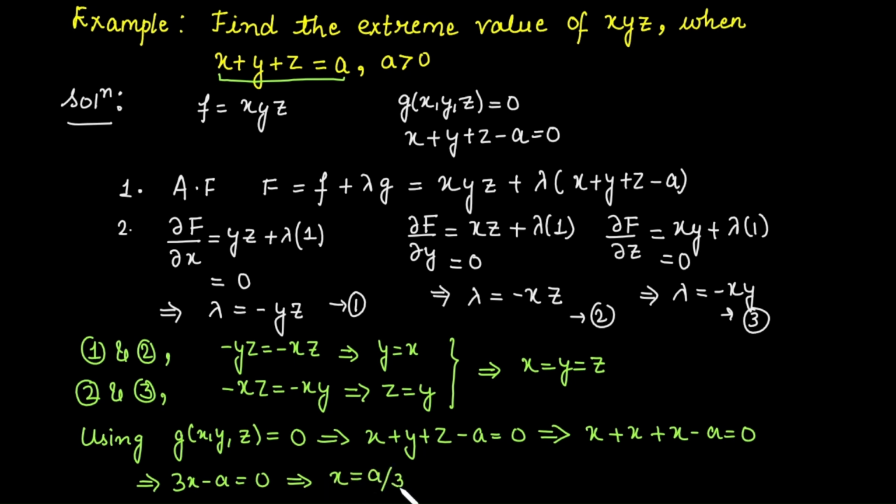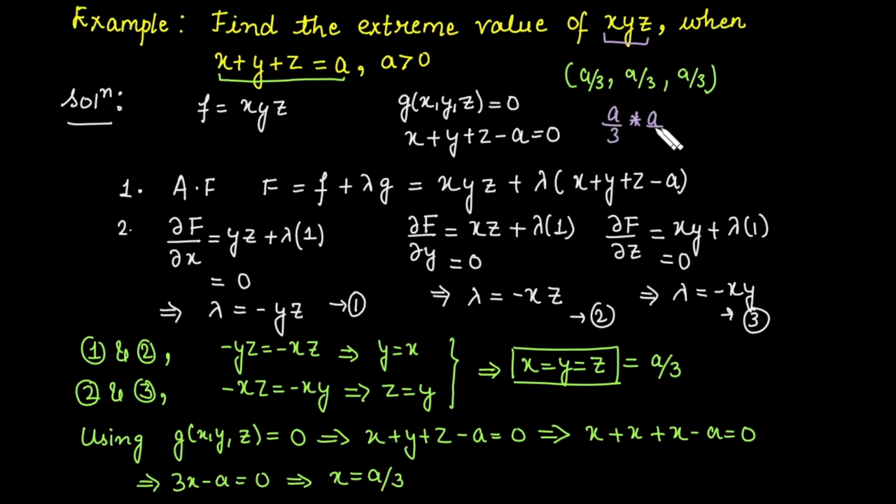If the value of x is equal to a by 3, and from here we have x is equal to y is equal to z, this implies all the values are equal to a by 3. It means the critical point in this case is a by 3, a by 3, a by 3. At this point, what is the function value? At this point, the function value is a by 3 into a by 3 into a by 3, that is equal to a cube by 27. So the extreme value of this function with this condition is a cube by 27.